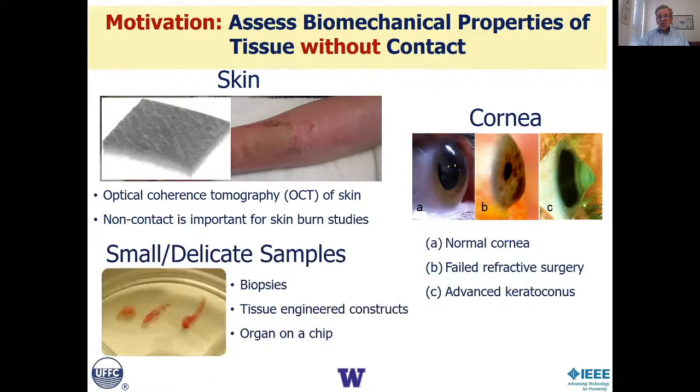And the last area, which we've looked at a little bit, but hopefully are going to spend more time on, is small, delicate samples. The ones we're most interested in right now are organ on a chip and watching the evolution, for example, of connective tissue on a chip, and being able to, with non-contact, non-invasively monitor changes in the elastic modulus as that tissue develops.